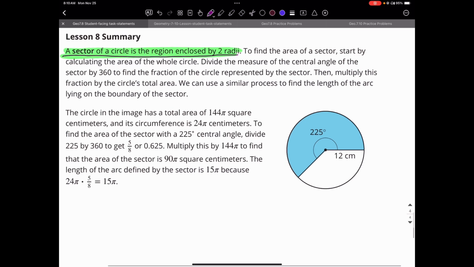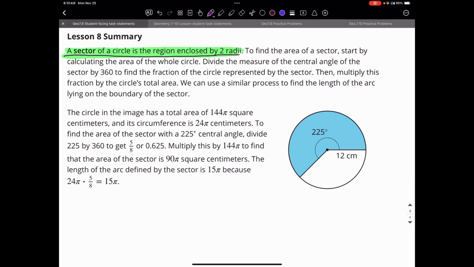All right, so lesson summary. This is wrapping up this lesson. A sector of a circle is the region enclosed by two radii. To find the area of a sector, start by calculating the area of the whole circle, dividing the measure of the central angle of the sector by 360 to find the fraction of the circle represented by the sector. Then multiply this fraction by the circle's total area.